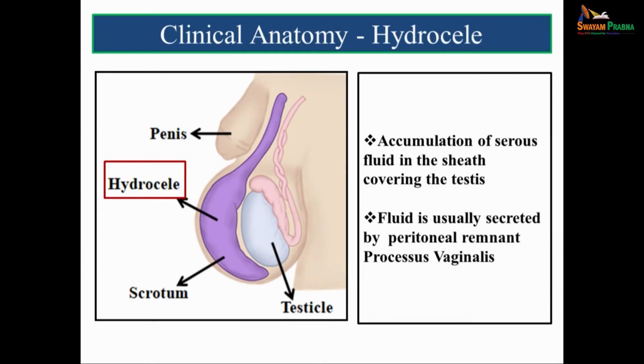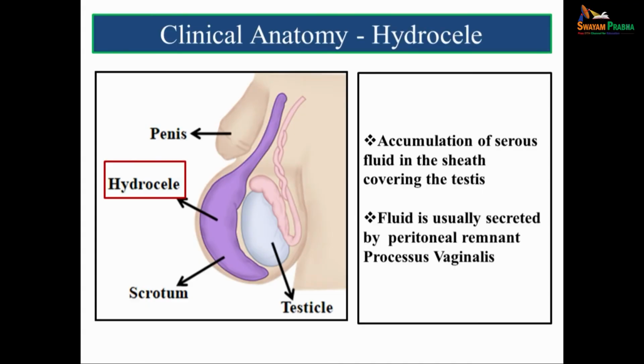Now we move on to the last part of the lecture, the clinical aspects. Hydrocele. What is hydrocele? It is accumulation of serous fluid in the sheath covering the testis, particularly the tunica vaginalis. In this picture, this is the testicle, the tunica vaginalis. You have a sac inside, the vaginal sac. Fluid gets accumulated here, that we call the hydrocele.